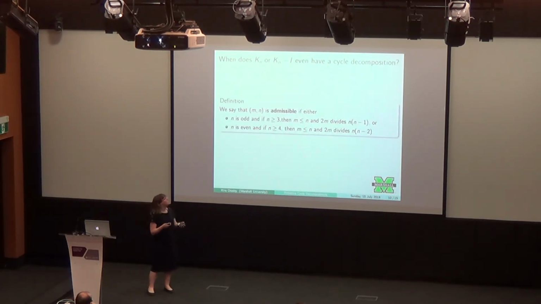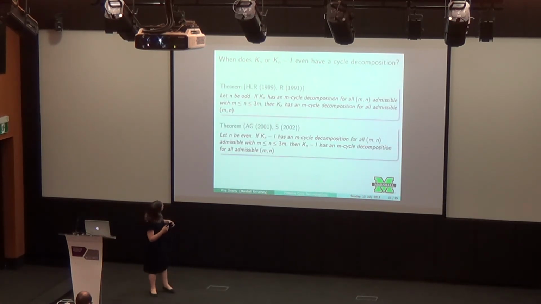Well, the first question we had was, when does Kn or Kn minus the 1-factor even have a cycle decomposition in the first place? Well, this has been studied, and the main necessary condition is admissibility. I've got it written up here, but really all it means is that the number of edges in each cycle divides evenly into the number of edges in the original graph, so that you can actually divide the edges into cycles number-wise.